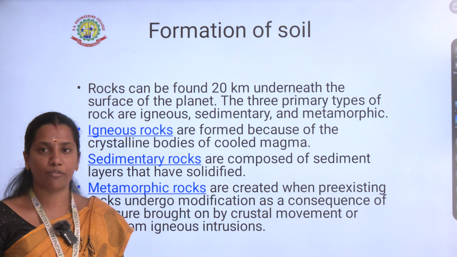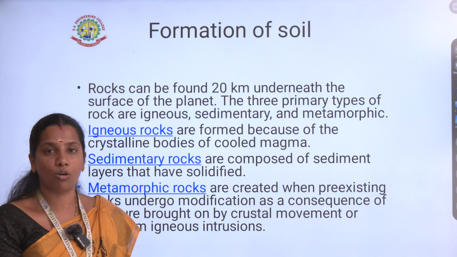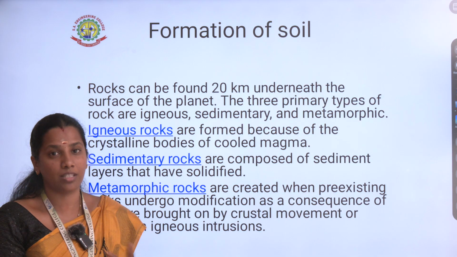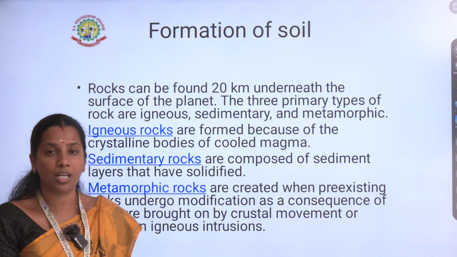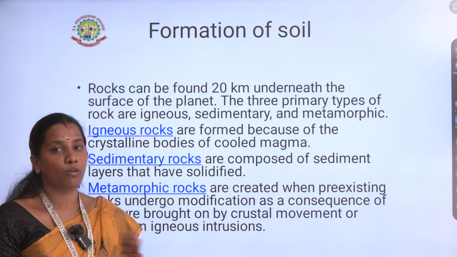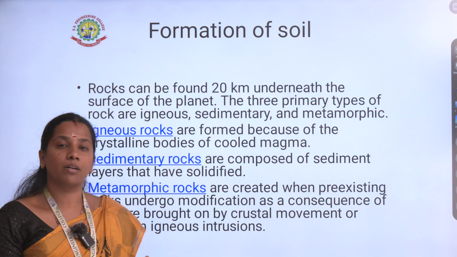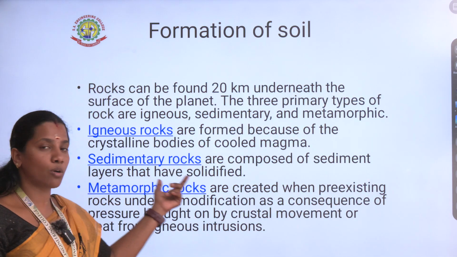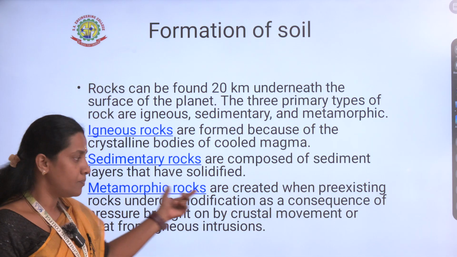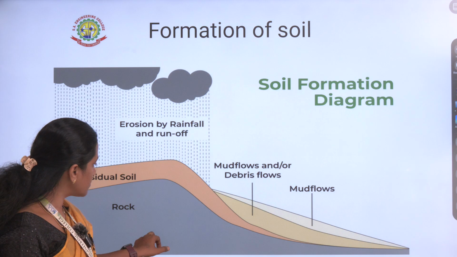Coming to metamorphic rocks, if the properties of igneous and sedimentary rocks are changed either by physical weathering or by chemical weathering, then it is called metamorphic rock. An example of igneous rock is granite, sedimentary rock is sandstone or limestone, and metamorphic rock is marble.